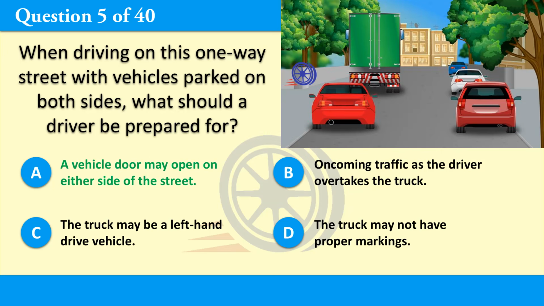Correct answer, A. A vehicle door may open on either side of the street. Explanation: when driving on a one-way street, you should be extra careful and should be prepared to react to a change in the traffic situation.